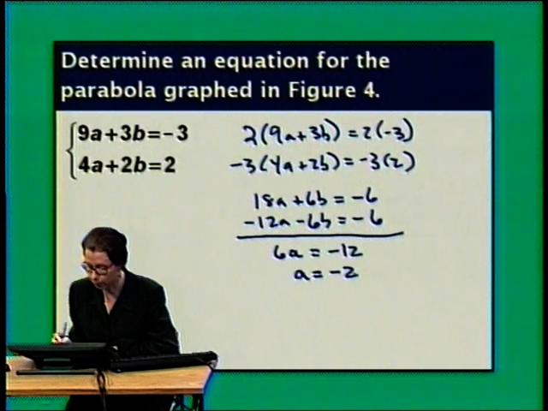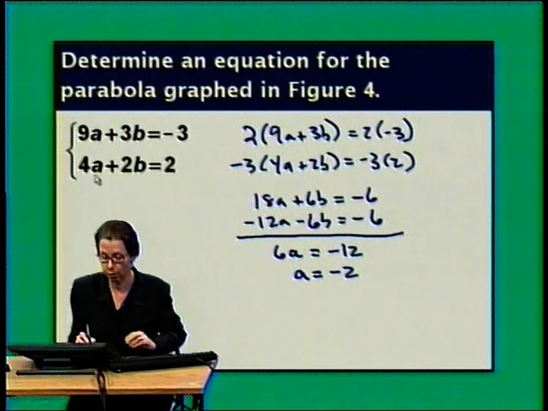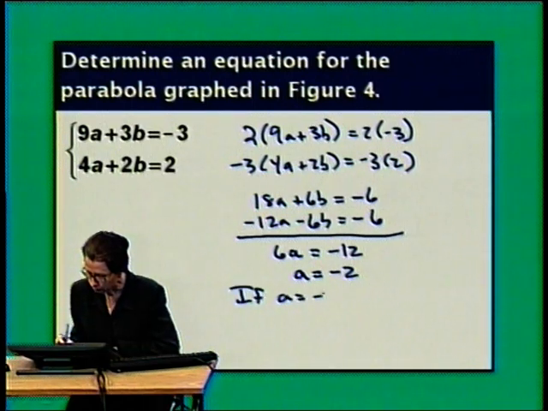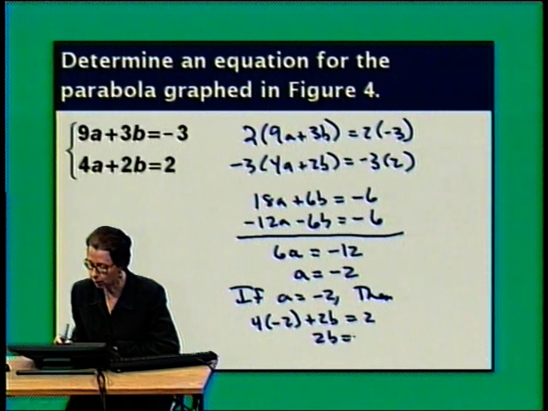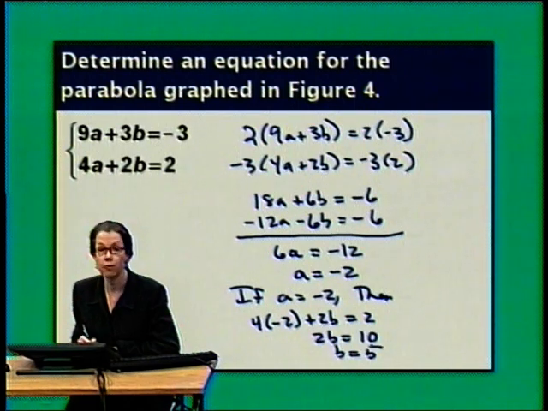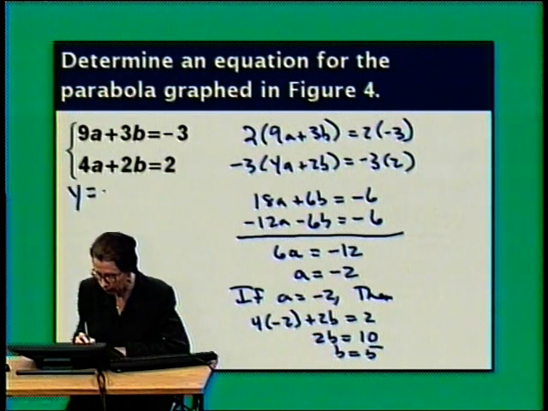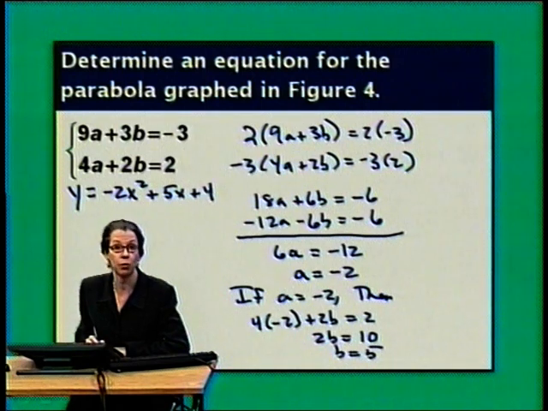So a equals -2. Now I need to determine b, and I can use either of my two equations from my system. I think I'll use the second equation. So if a equals -2, then I have 4 times -2 plus 2b equals 2. So 2b equals 10, and b equals 5. I knew that c equaled 4 from my original graph, so my proposed equation is y equals ax squared, so that's -2x squared, plus bx, that's plus 5x, plus c, which was 4. Let's check.